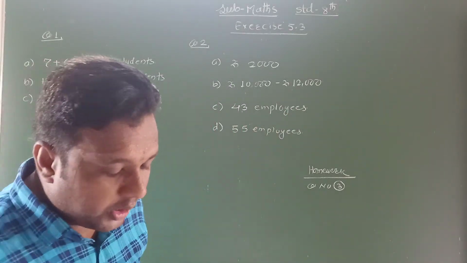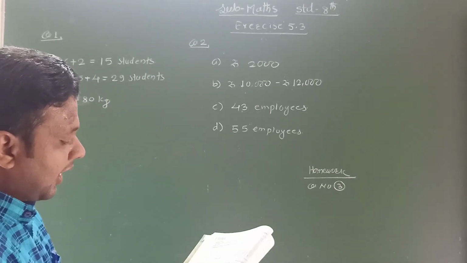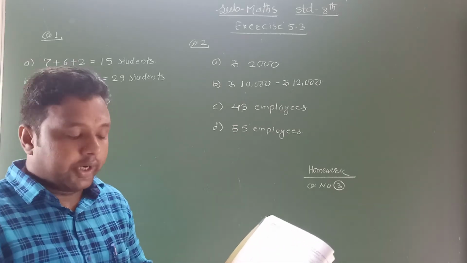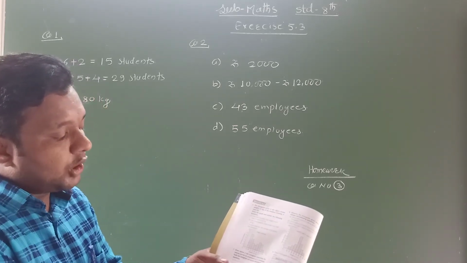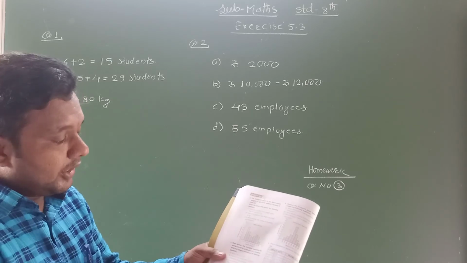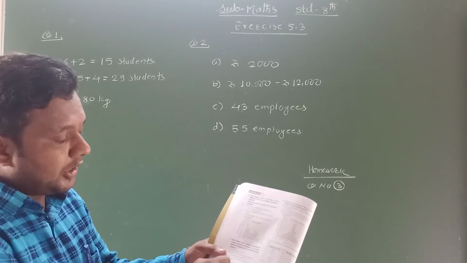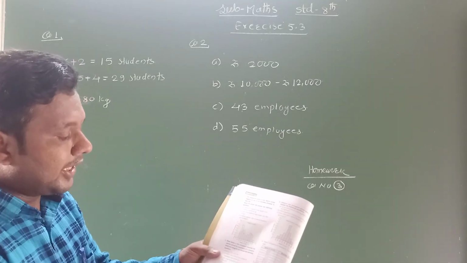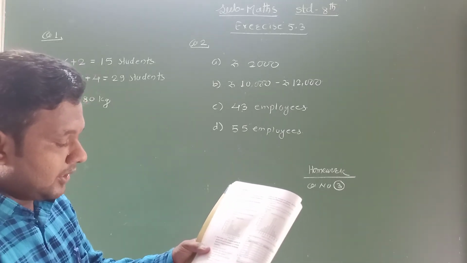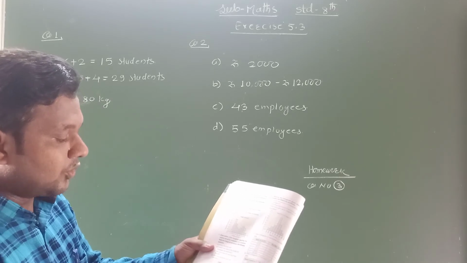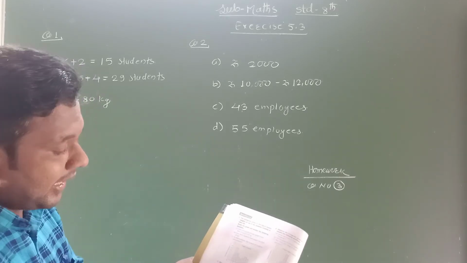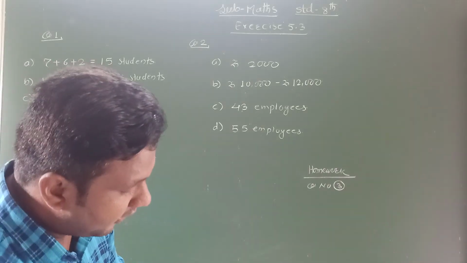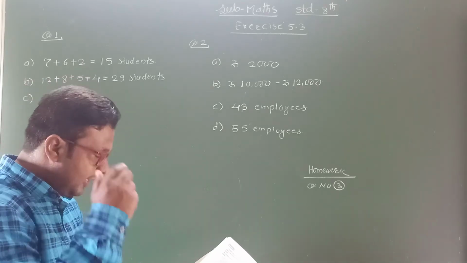Then D: how many employees are considered in all? Here we have to find the total number of employees, so we have to add all of these. The first bar represents 8 employees, then 14 plus 12 plus 9 plus 6 plus 4 plus 2. After adding all this, we get a total of 55 employees. This is the answer for the D question.